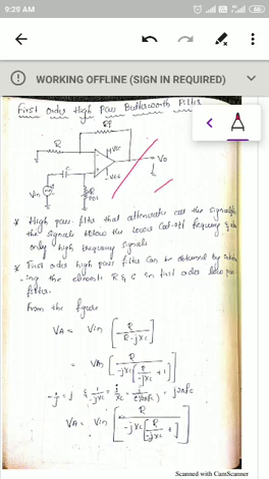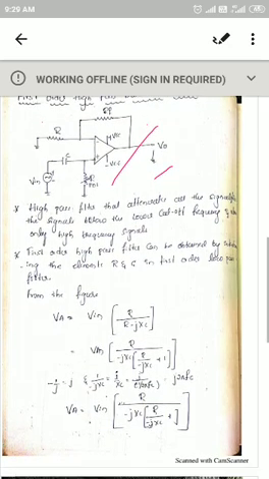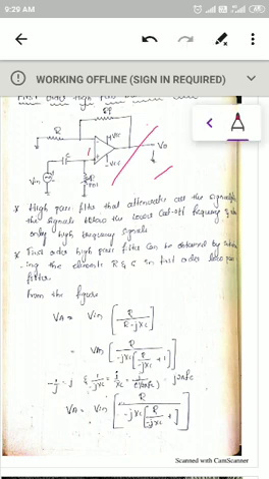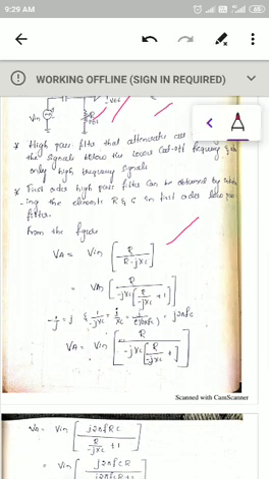Okay, next, from the figure, once again all these derivations are similar. First you have to calculate the potential at the terminal A, that is VA. So VA is equal to Vin into, according to the potential divider rule, R divided by R minus jXC. This is according to the potential divider rule.